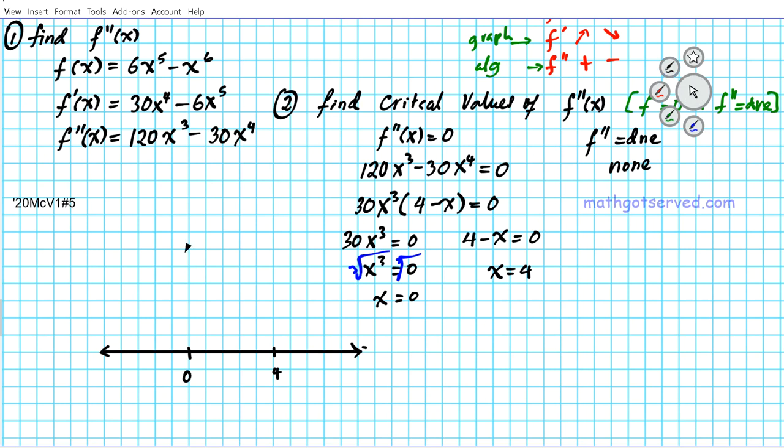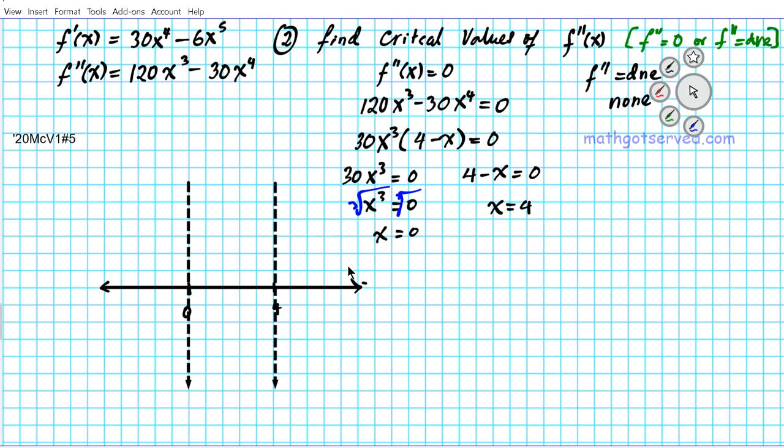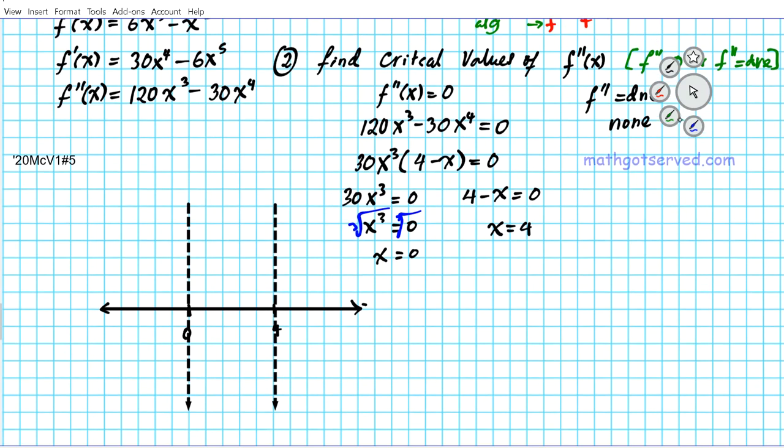So let's put our partitions up so we have a clear visual restriction on what we're working with. Okay, now what we're looking for is the sign of f double prime. Ladies and gentlemen, I'm going to use the factored form. Okay, it's much faster. I'll tell you why in a second.